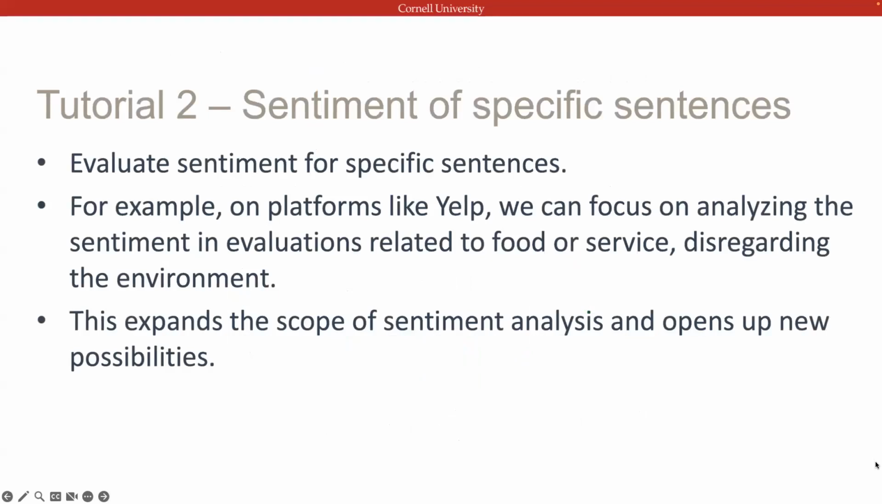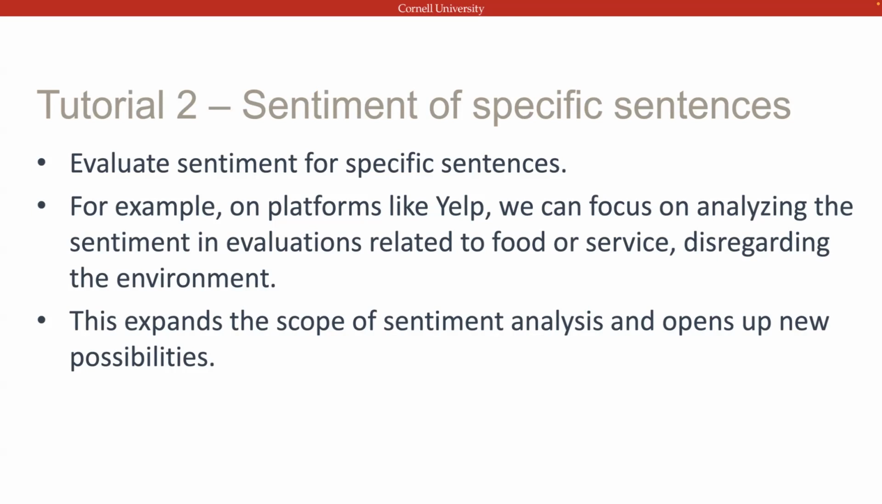Okay. Now, let's talk about tutorial 2. Let's dive into tutorial 2. So in tutorial 1, we learned how to measure sentiment at the sentence level, but there's more to it. When we start thinking deeper about this, it opens up a lot of possibilities. So we can, again, measure sentiment for specific sentences that target our research interest toward a particular aspect.